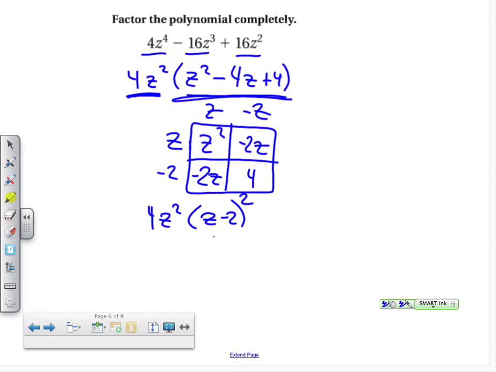it looks like 2 factors. This technically counts for 2. This technically counts for 2. And so that's where we get our 4 there.